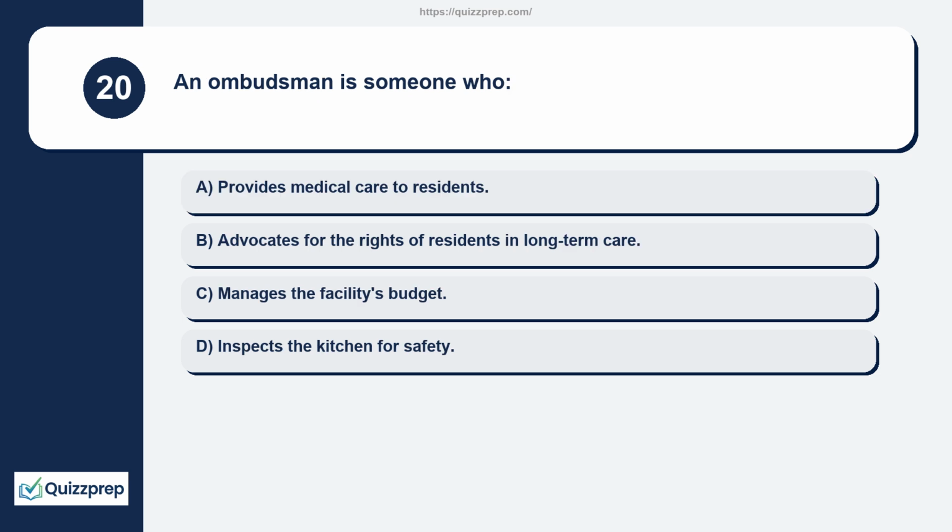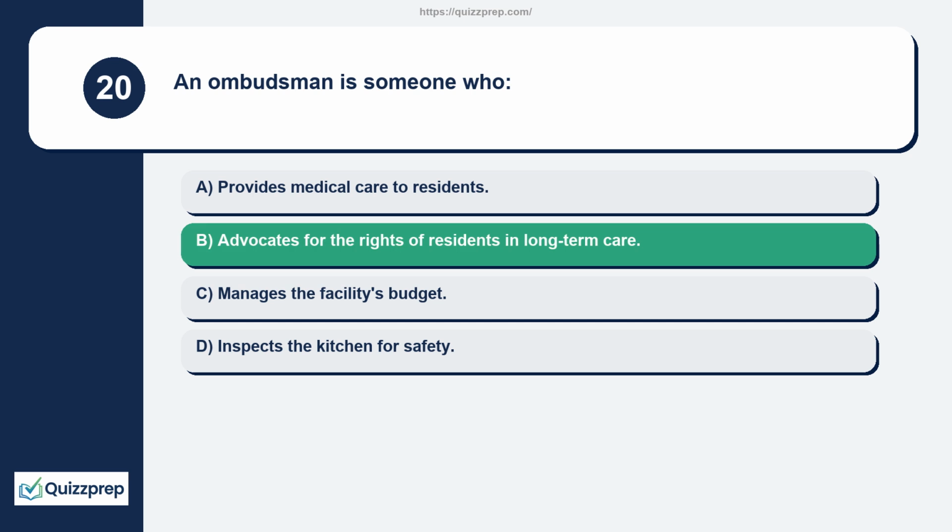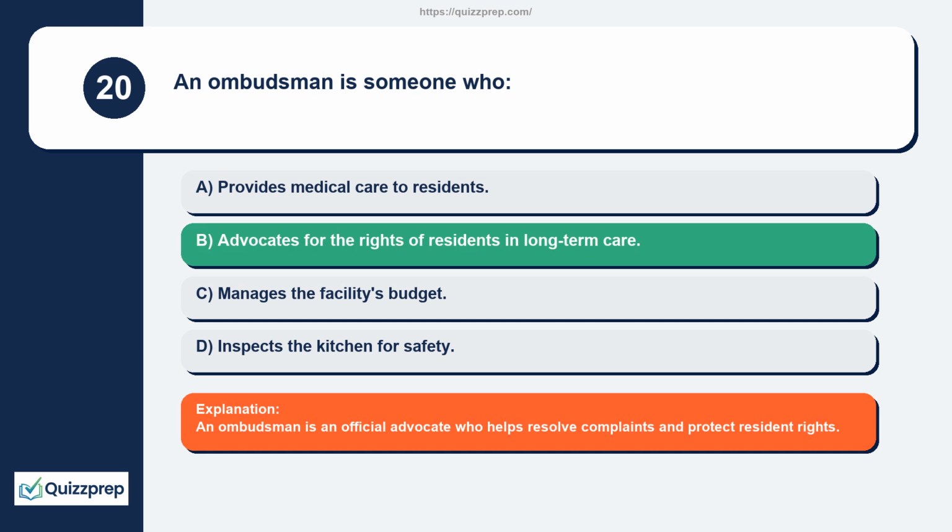Question 20. An ombudsman is someone who: provides medical care to residents; advocates for the rights of residents in long-term care; manages the facility's budget; inspects the kitchen for safety. An ombudsman is an official advocate who helps resolve complaints and protect resident rights.